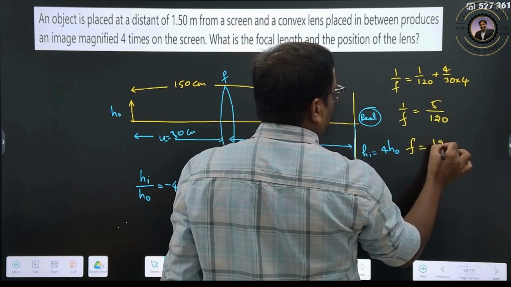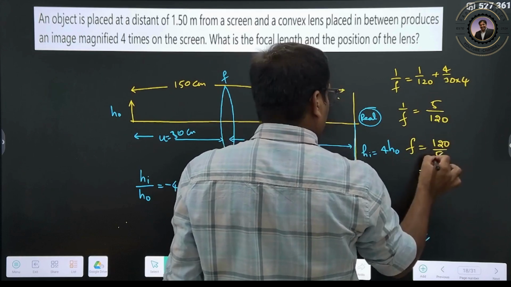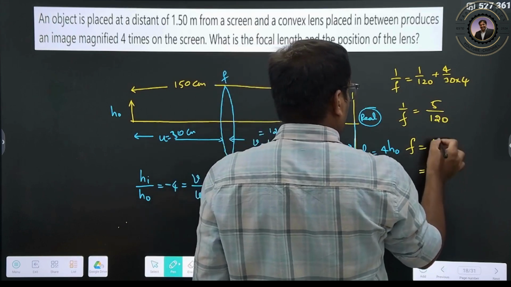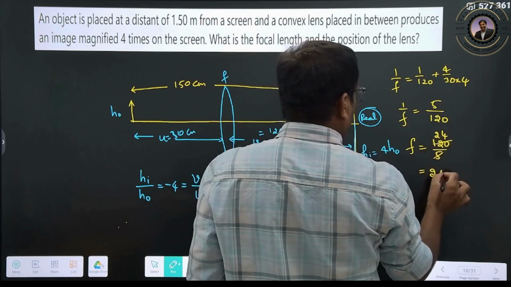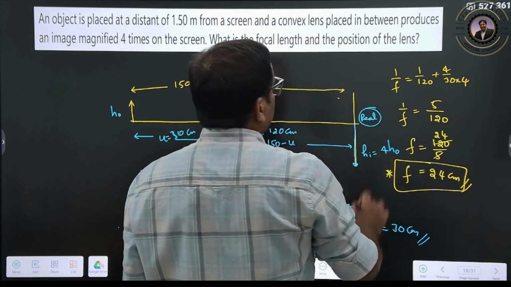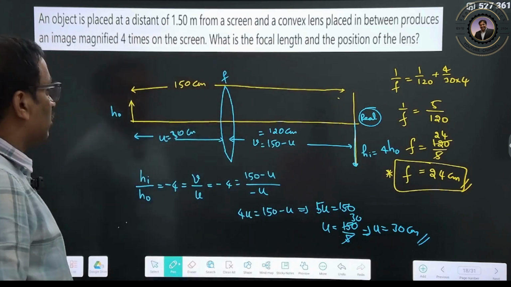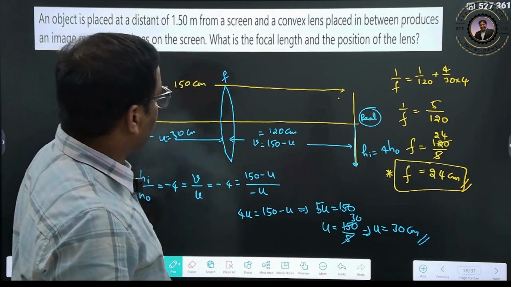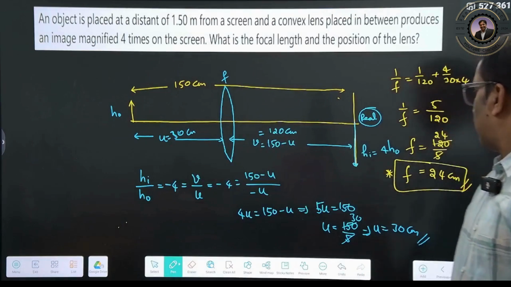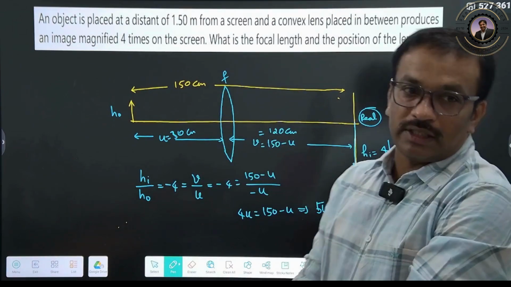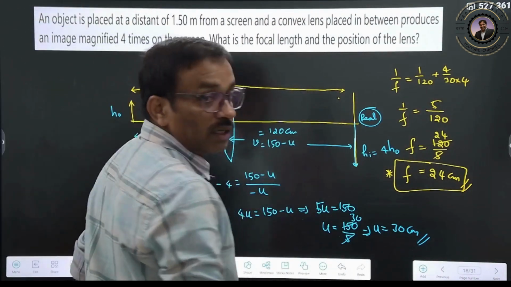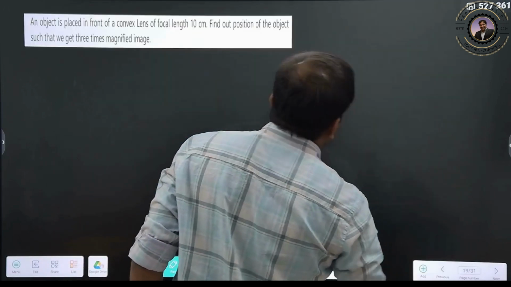So focal length will be equal to 120 divided by 5, so 5 how much? 5 fours are 20, 5 into 4, therefore 24 centimeter focal length, right? So the position of the lens, we got it as 30 centimeter from the object or 120 centimeter from the screen, clear? Focal length is about 24 centimeter. Understand the question, so therefore you can solve very easily, right? Now let us see one more question.